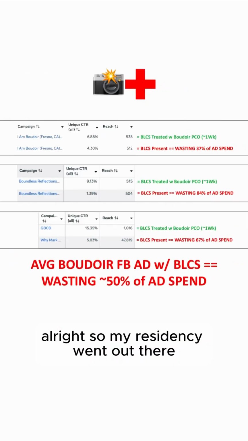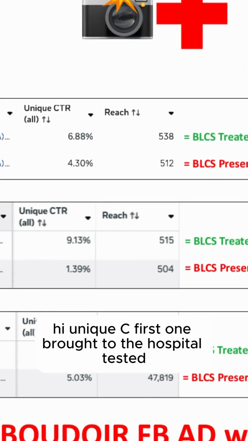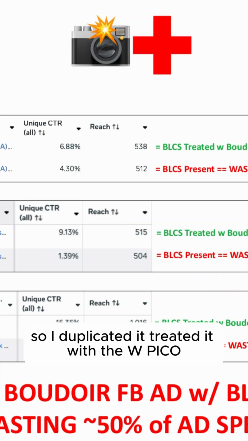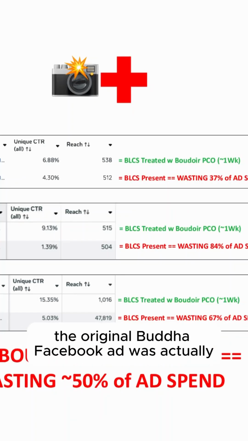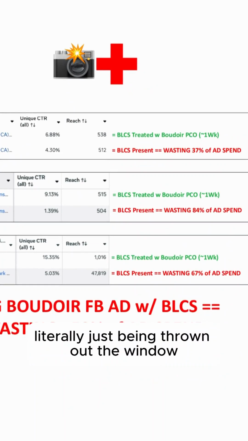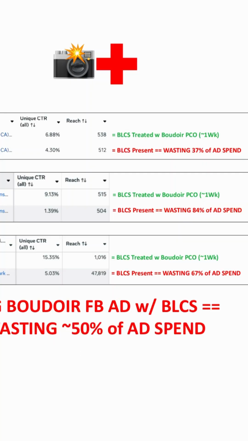All right, so in my residency, I went out there and found some boudoir Facebook ads out in the wild. I took the first one, brought it to the hospital, tested it, and it had a unique CTR of 4.3%. So we know BLCS is present. So I duplicated it, treated it with Boudoir Pico, which took about a week, and got the unique CTR up to 6.88%. So we found out the original boudoir Facebook ad was actually wasting 37% of ad spend, literally just thrown out the window, given to Facebook with no benefit to us.